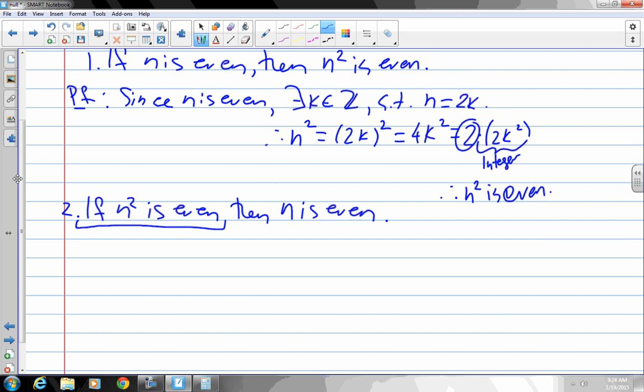Well, n squared equals 2k, right? Because we know that n squared is even. We need to prove that n equals 2k, right? That's the idea. You're saying that, well, so since, don't write this down yet. Since n squared is even, there exists an integer k so that n squared equals 2k, right?